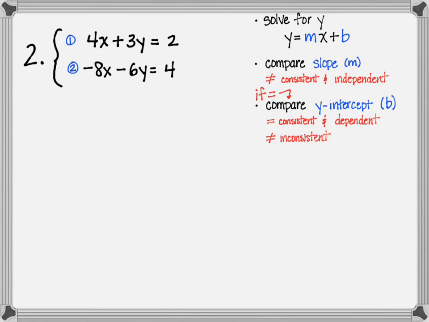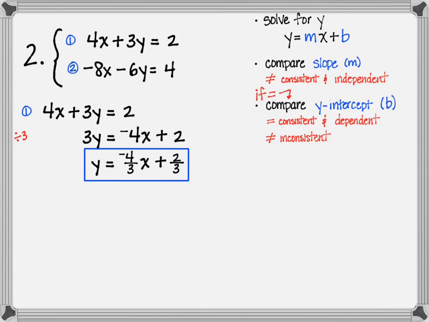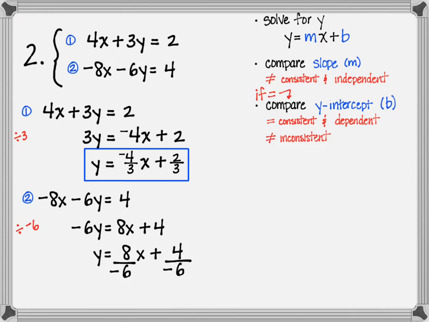In example 2, we're going to follow the same steps. So equation 1, we're going to solve it for y. And we get that y equals negative 4/3 x plus 2/3. Equation 2, we're going to solve for y. And when we simplify, we get that y equals negative 4/3 x minus 2/3.